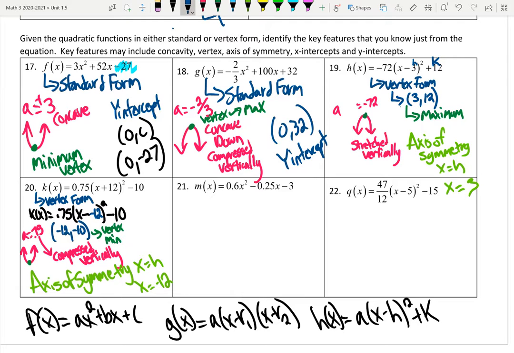Number 21 and 22, I leave you to have some fun and explore it yourself. So remember that last bit, and that's it for now.